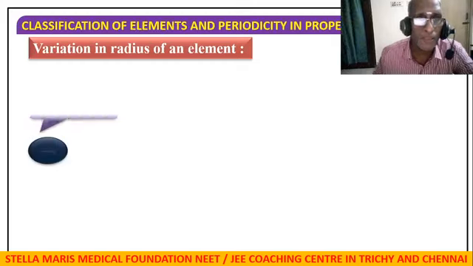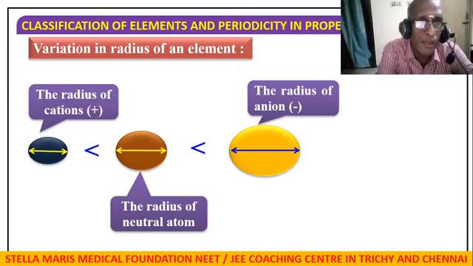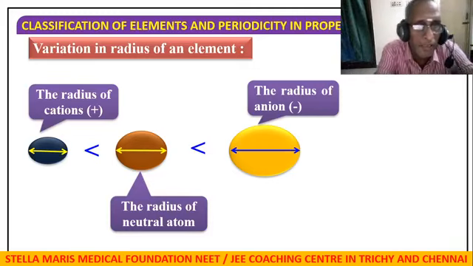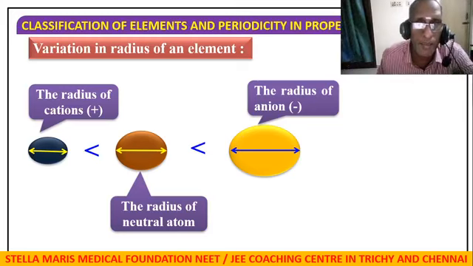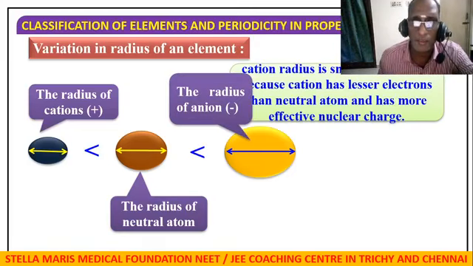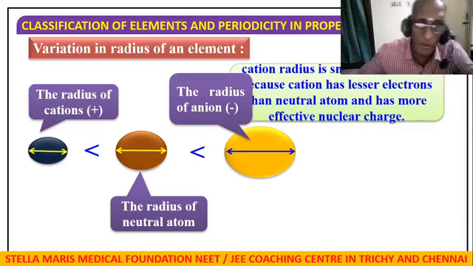Next, just now we have seen how the radius of the atom varies. Radius is minimum for cation, medium for neutral atom, and maximum for anion. So cationic radius is the smallest, anionic radius is the largest, and the neutral atom has a medium radius. Why? The reason is a concept called effective nuclear charge.